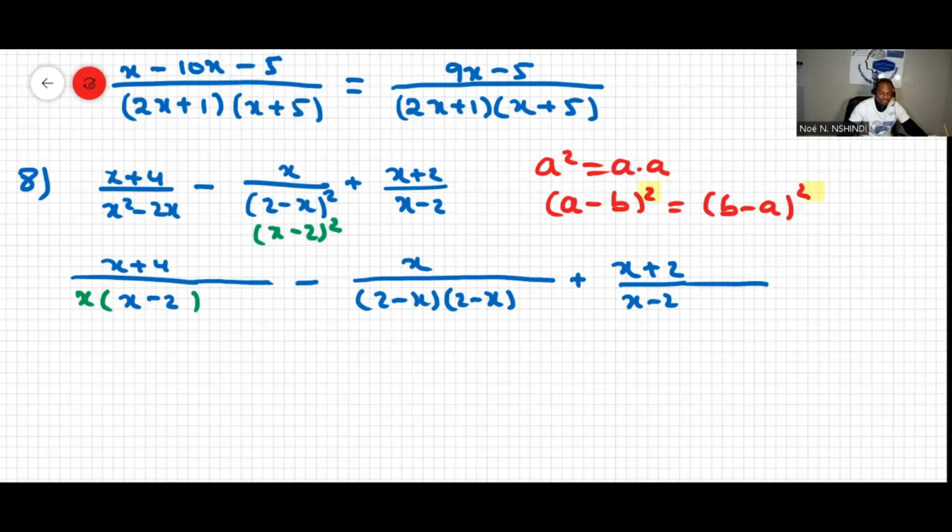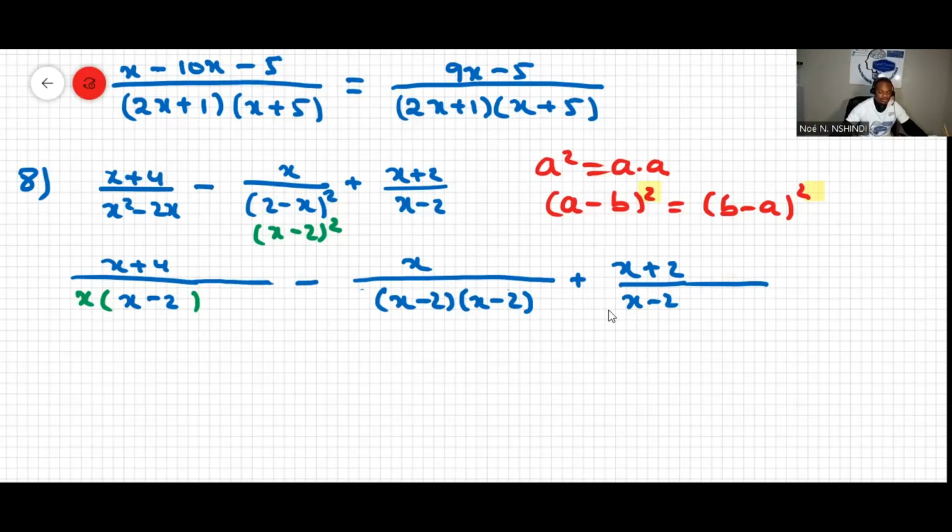Okay, so this denominator can be changed to x minus 2 times x minus 2. Okay, now we don't need to change the sign here when we have this raised to the power of 2. If it was just 2 minus x, no power of 2, then we'd switch the terms within the bracket and then change the sign there. But because this is a power of 2, we don't need to follow this rule.